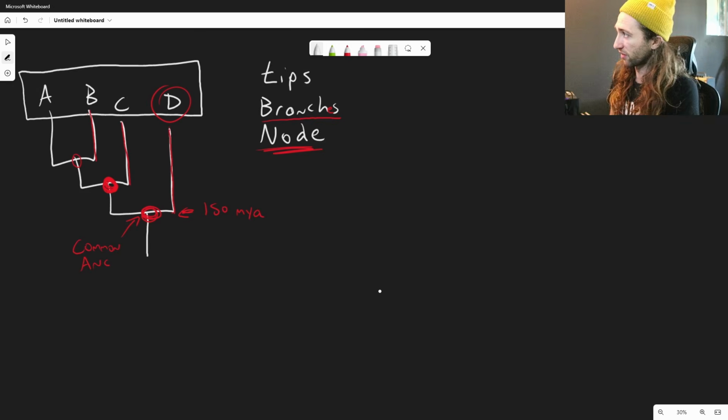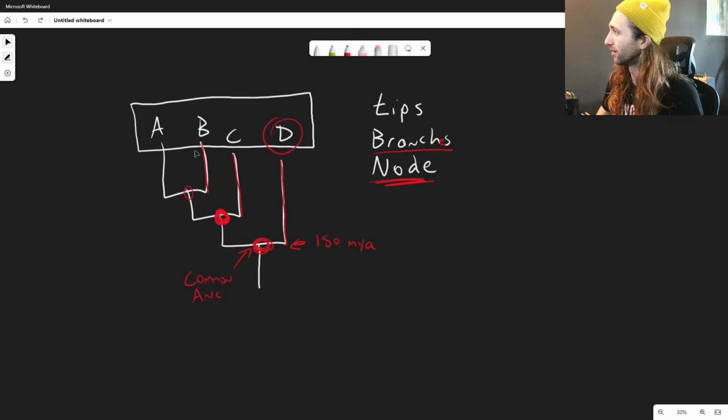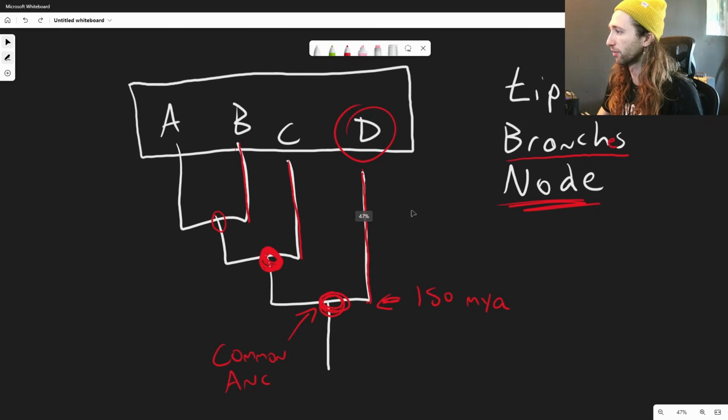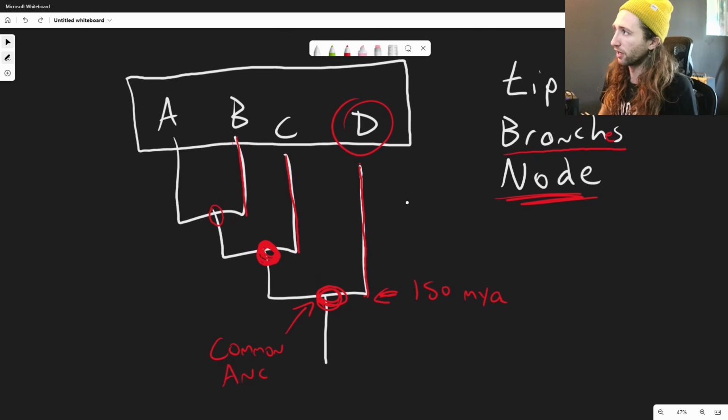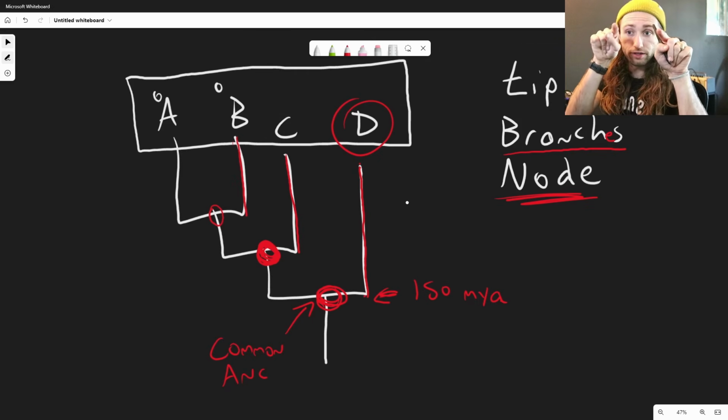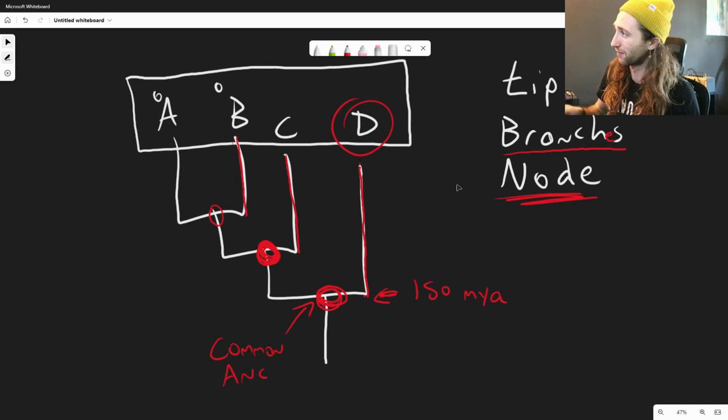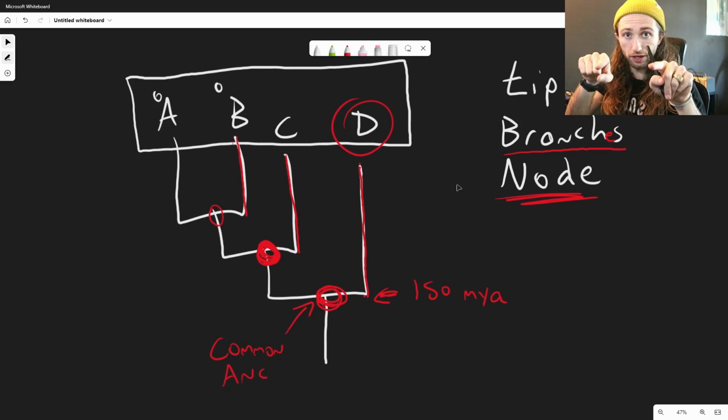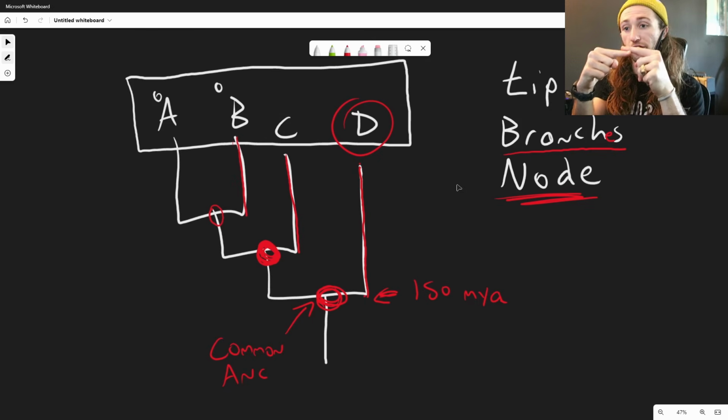Let me give you an example. The easiest one here, let's actually zoom back in on this tree. Let's make it a little bit bigger. So let's say we want to find the most recent common ancestor for A and B. Okay, do what I just said. Take your fingers and go down the phylogeny and find the node where they first intersect, okay?